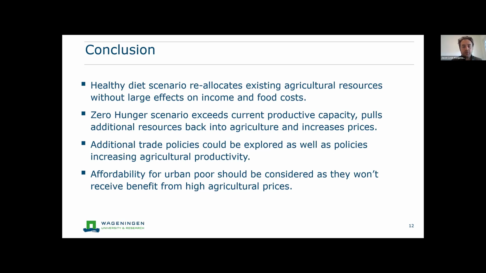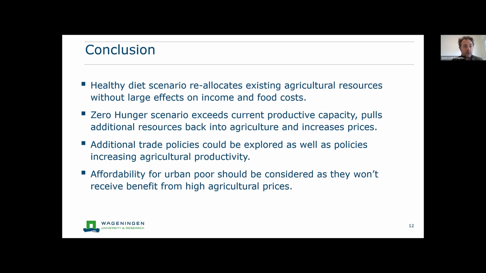As a conclusion, or sort of as a summary, the healthy diet scenario reallocates existing agricultural resources without large effects on income and food costs in comparison to the baseline. The zero hunger scenario exceeds current productive capacity and pulls additional resources back into agriculture, which increases food prices. So yes, this then of course means that a significantly larger share of income needs to be spent on food.